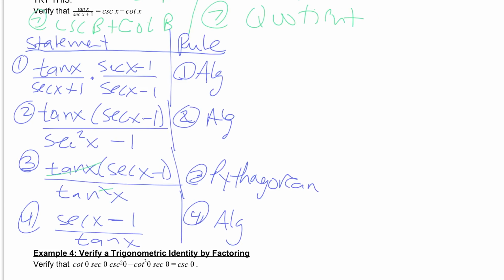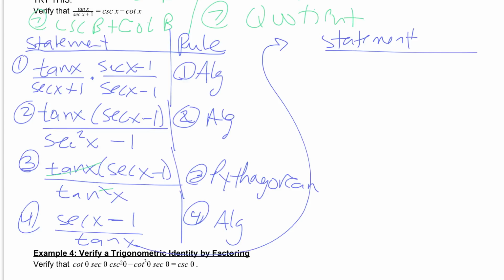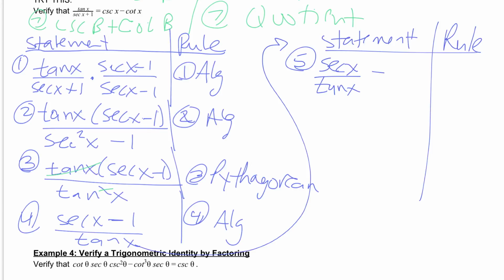Now I'm going to have to come over here for step 5. So let's get this written up here again. We have our statement and our rule. So we are on to statement number 5. And in statement number 5, I'm going to go ahead and do that same trick we just did in the example above, where I can split up secant x minus 1 over tangent x into secant of x over tan of x minus 1 over the tangent of x. And that was just algebra.